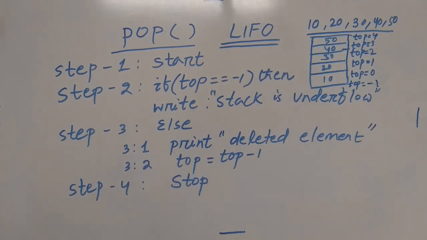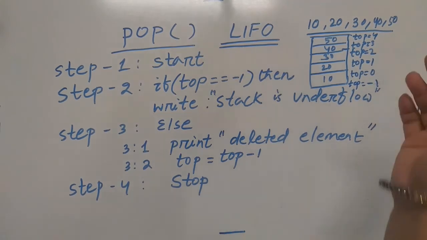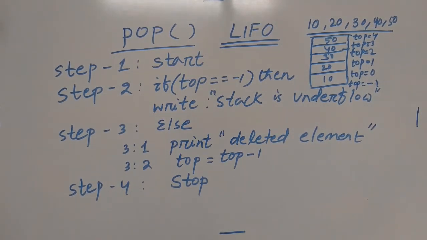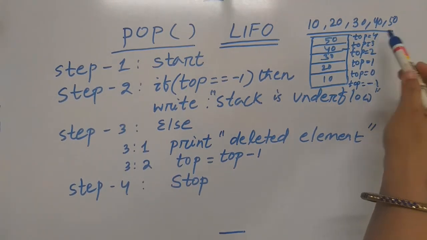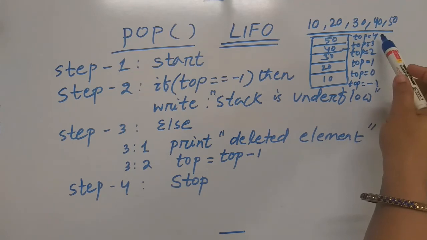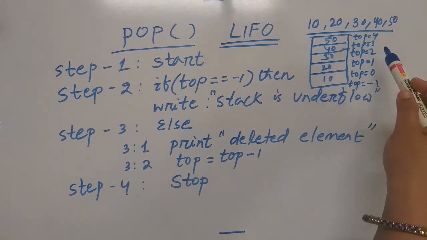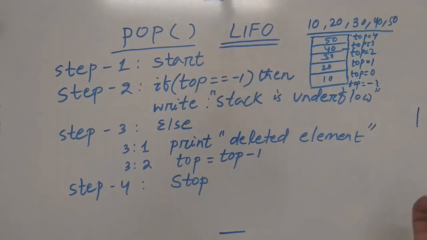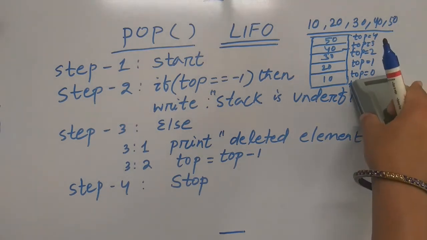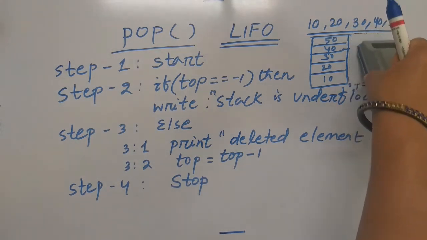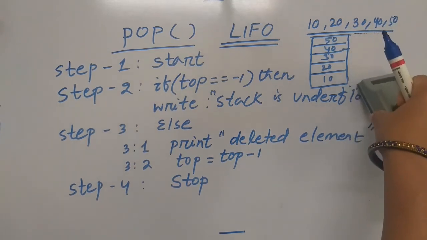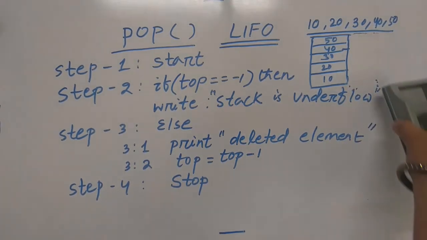Okay, so how many elements are there? There are 5 elements. So the top position is like an array index, it can be incremented from 0 to 4, which is size minus 1, and in the previous video we already discussed this. This is the push operation. Now today we discuss the pop operation. So just delete all these and write down the topmost value.